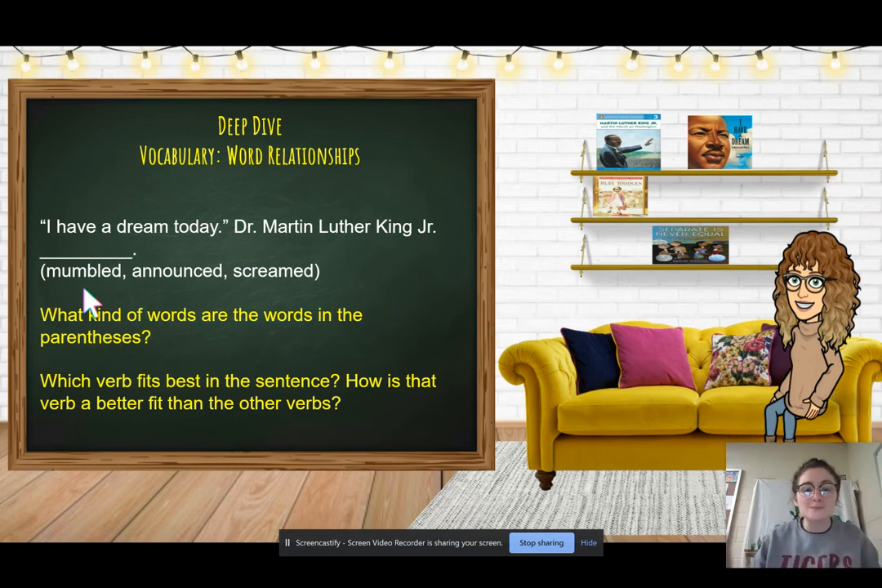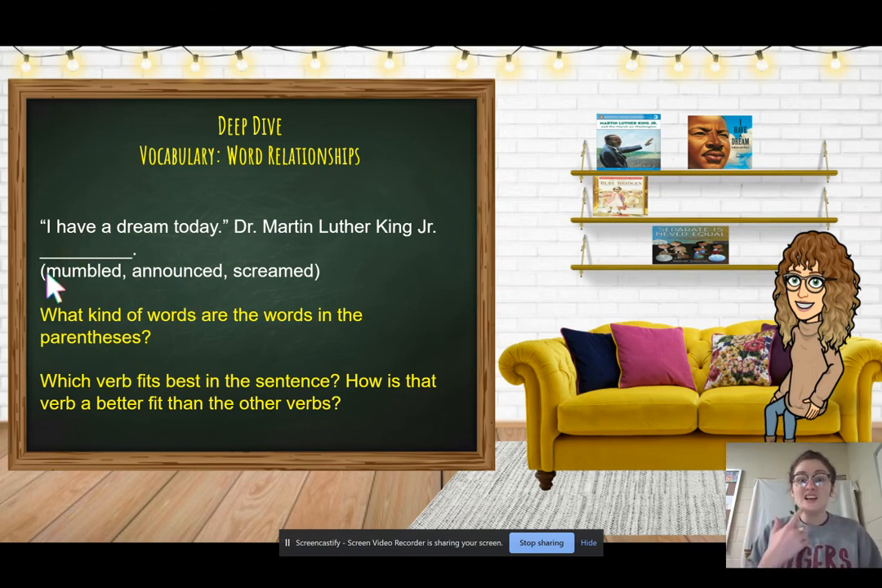Verbs. Verbs are action words. And I notice that all of these action words end in ED, but what kind of action words are these? These all describe how Dr. Martin Luther King Jr. could speak. These are different words that have a similar meaning, right? They're all different ways that someone can talk or speak.